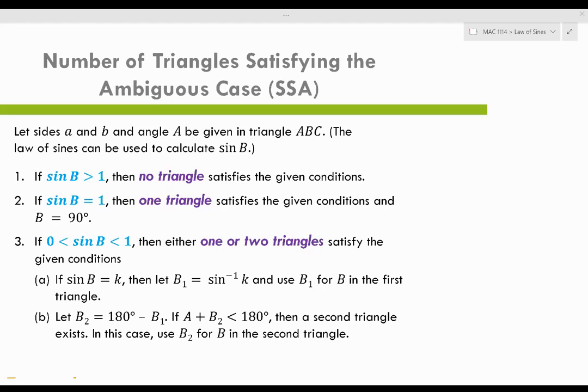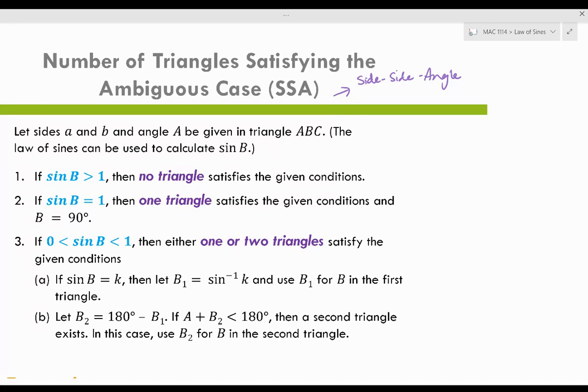All right, you guys, now we're going to start looking at triangles that satisfy the ambiguous case. The ambiguous case means that you have an SSA triangle, which means that you have two sides and an angle. So side, side, angle, and the angle that's been given is not included between the two sides, okay?